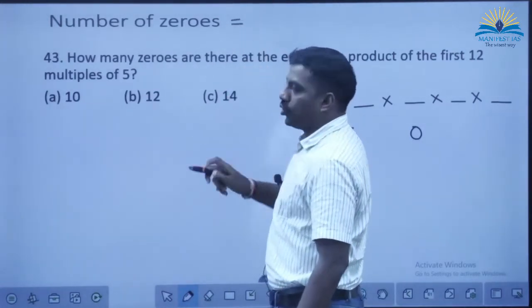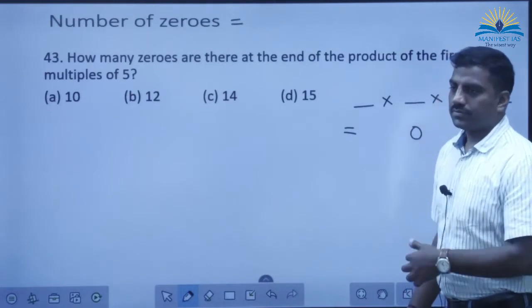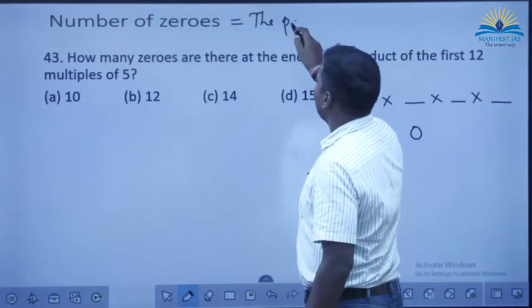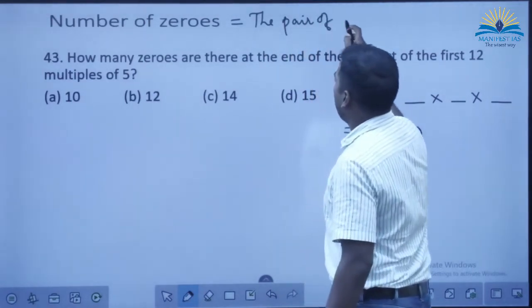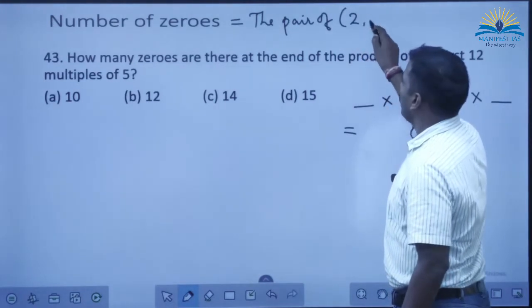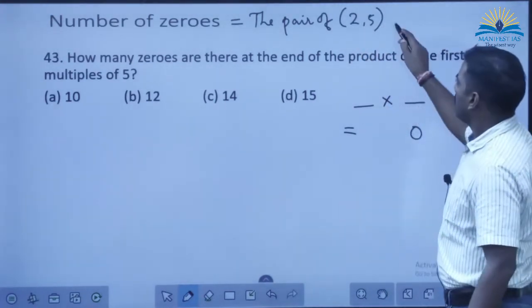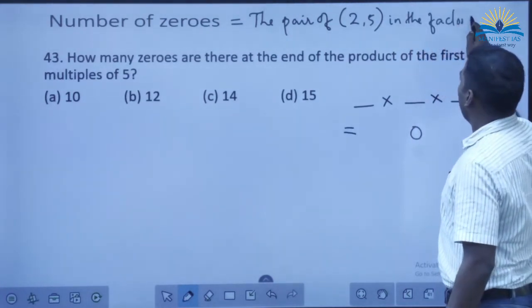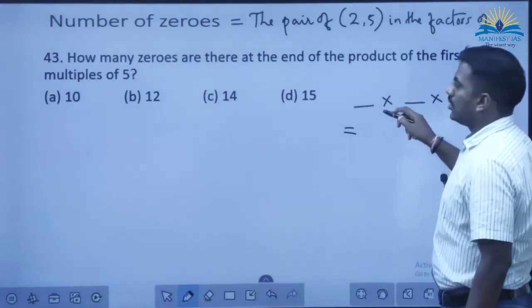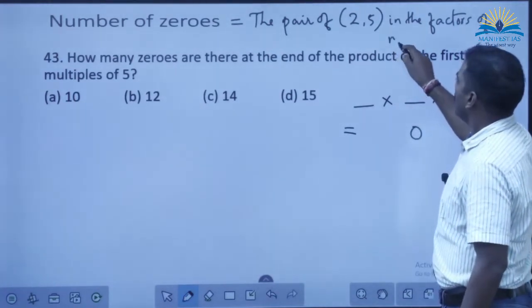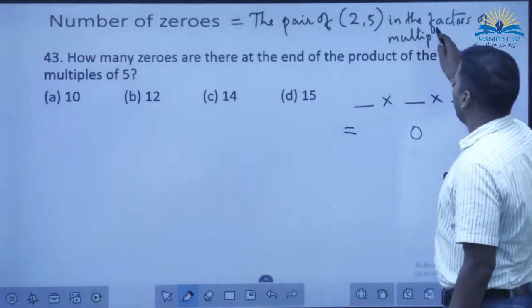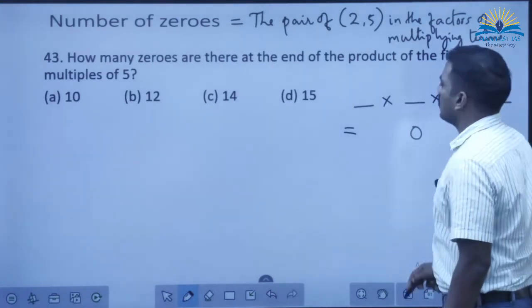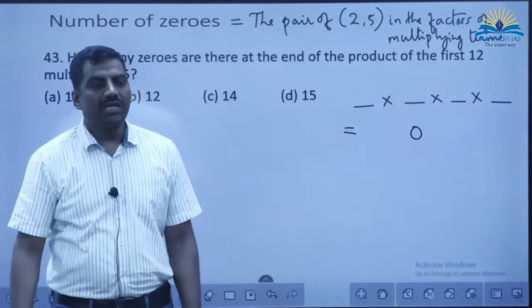Number of zeros is equal to the number of pairs of 2, 5 in the factors of multiplying terms.